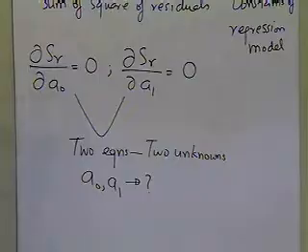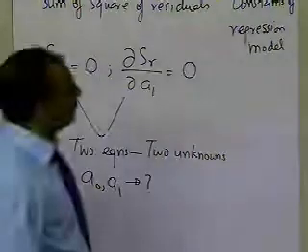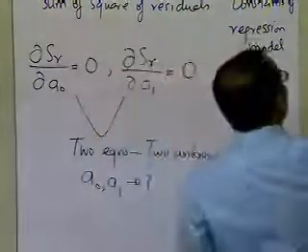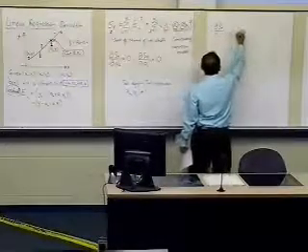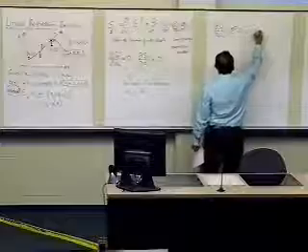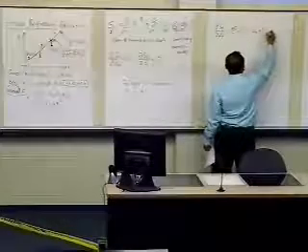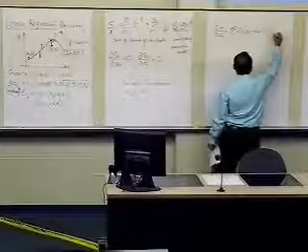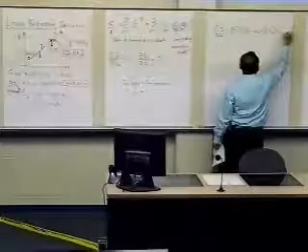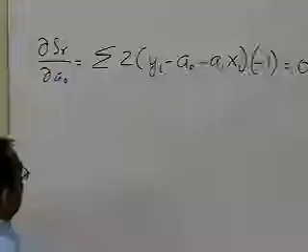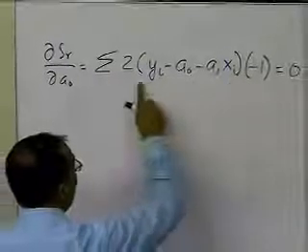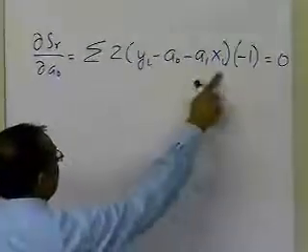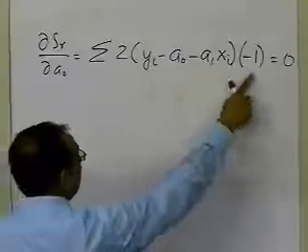In order to do that, I will have to take the derivative of this SR with respect to a0. So del SR with respect to a0 will be equal to summation 2 times (y sub i minus a0 minus a1 x sub i) times minus 1, equal to 0. We are simply using the chain rule, so it's 2 times whatever is in the brackets multiplied by the derivative of this expression with respect to a0, which will be just minus 1.